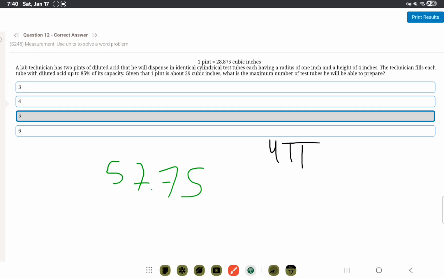Now they give us a boundary. They say that we filled up to 85% of its capacity, so 85 over 100. On your calculator, 4 pi.